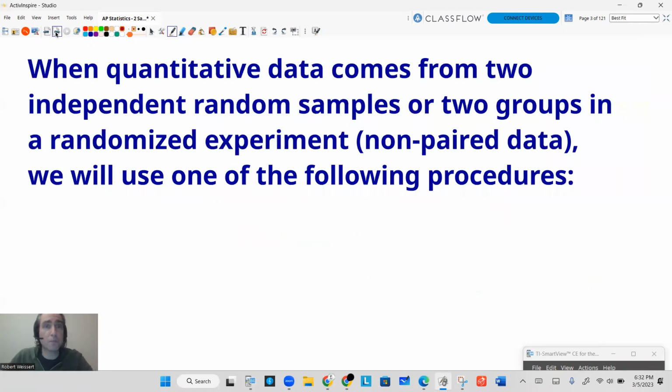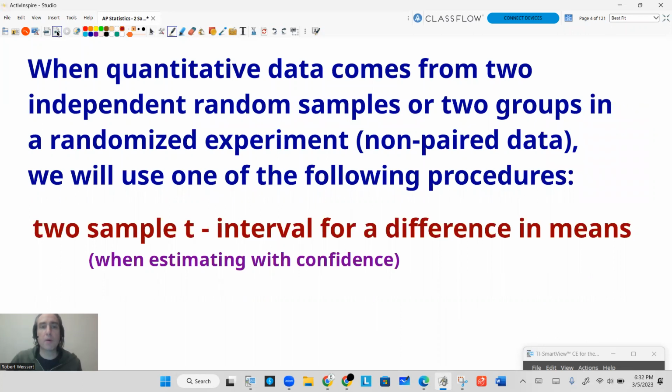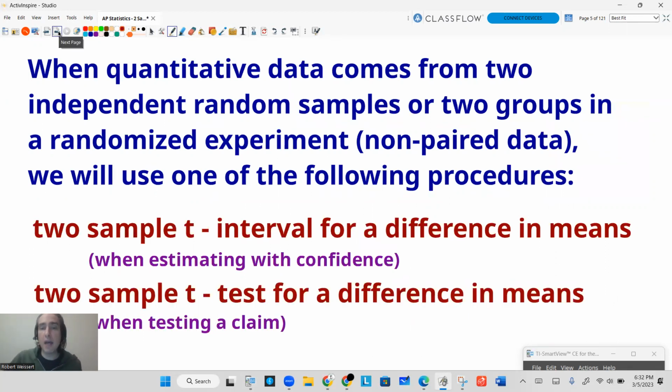Let's get started. With quantitative data, we're going to be specifically talking about two independent random samples. We're not talking about paired data here, so these have got to be independent. So when we're dealing with independent samples, we're either going to do a two-sample t-interval for the difference in the two means when you're trying to estimate with confidence, or you're going to do a two-sample t-test for the difference in the means when you're trying to test a claim. And you'll know that by the wording of the question.